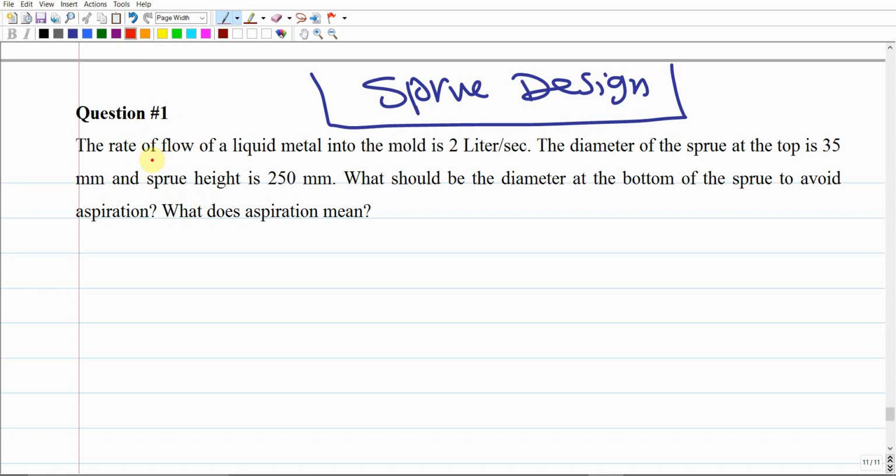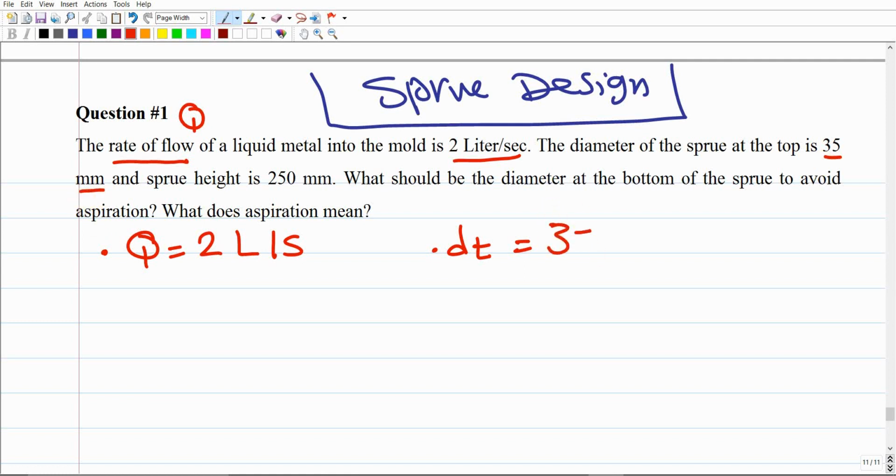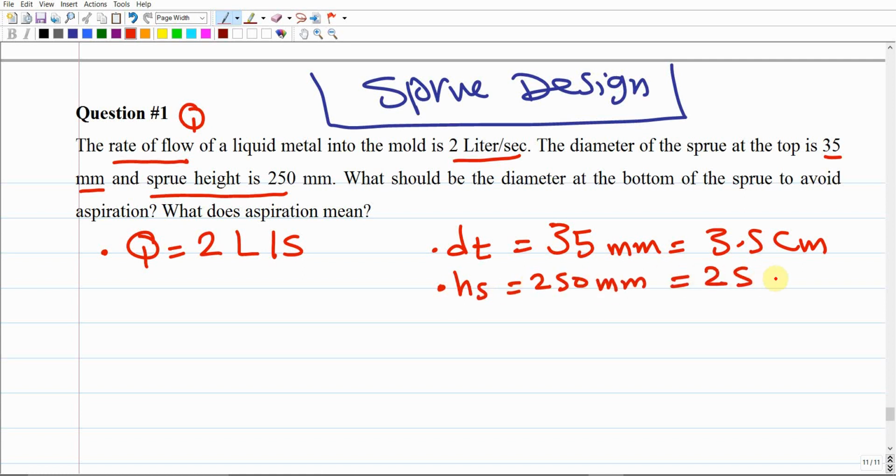So the rate of flow, which should be Q. The rate of flow of liquid metal into the mold is 2 liters per second, so Q is given as 2 liters per second. The diameter of the down sprue at the top equals 35 millimeters. We can convert into centimeters directly by dividing by 10. And the height of the sprue is given as 250 millimeters, so we can convert into centimeters as 25 centimeters.